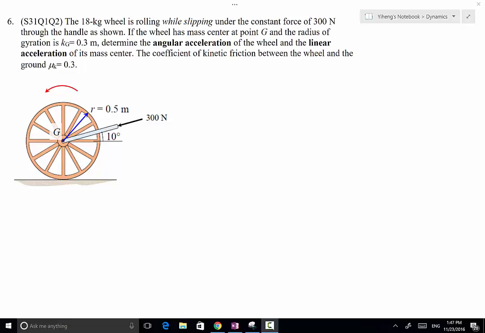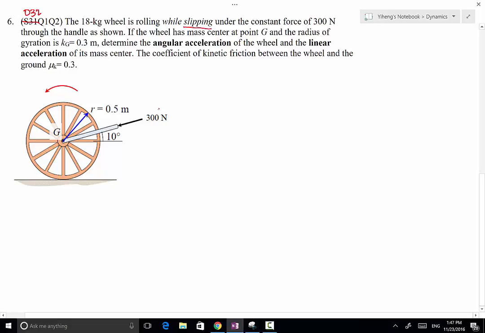Let's look at this problem. This is actually from my dynamics video 32. All right, so in this problem, we have this 18 kilogram wheel. It is rolling while slipping, so we already know that it is slipping.